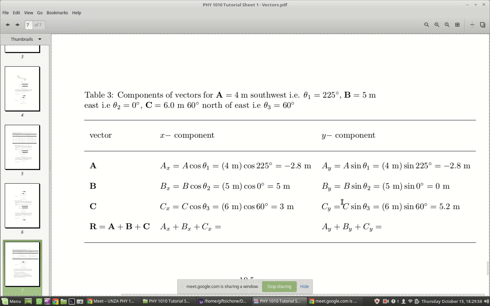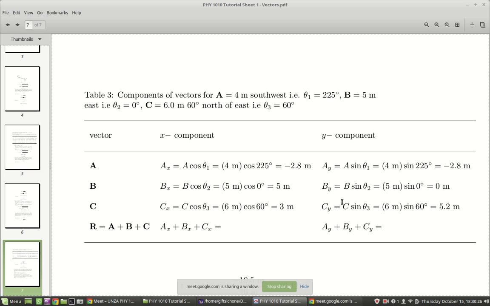Okay, so for each of our displacements A, we have the x component of A is minus 2.8. The x component of B is 5 meters. The x component of C is 3 meters. The y component of A is minus 2.8. The y component of B is 0 meters. The y component of C is 5.2 meters.